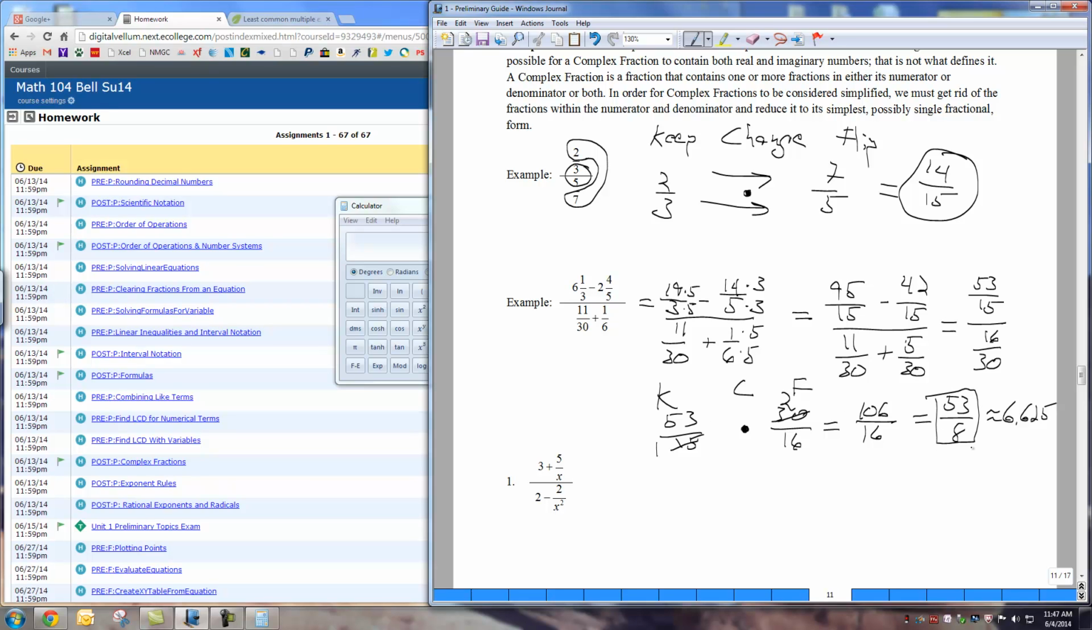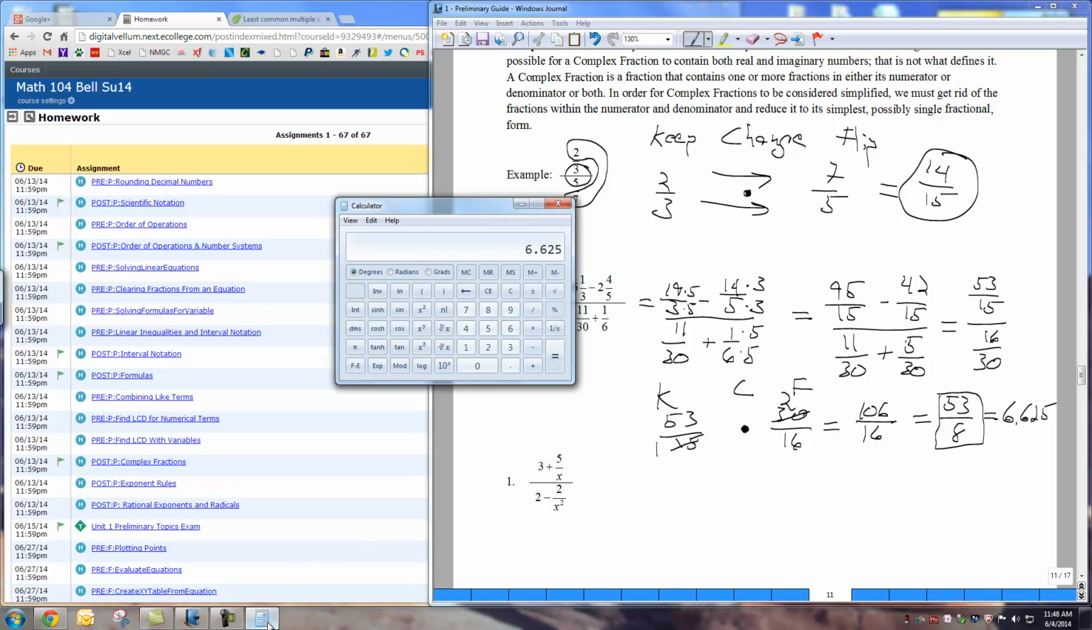So my final answer is 53 over 8, but 6.625 would be acceptable because it is exactly the same. So I need to get rid of this approximate symbol and put equals, because it is exactly the same. But I prefer 53 over 8. See, since the decimal, I never rounded it, it's exactly the same.